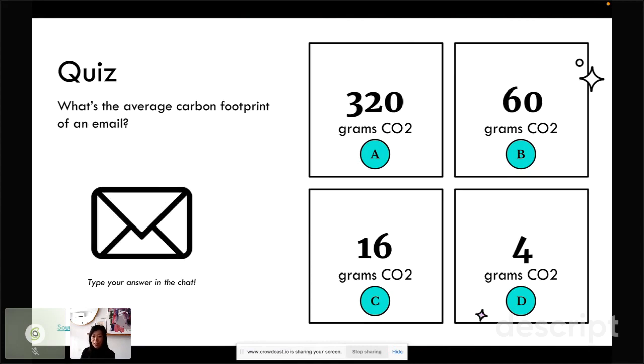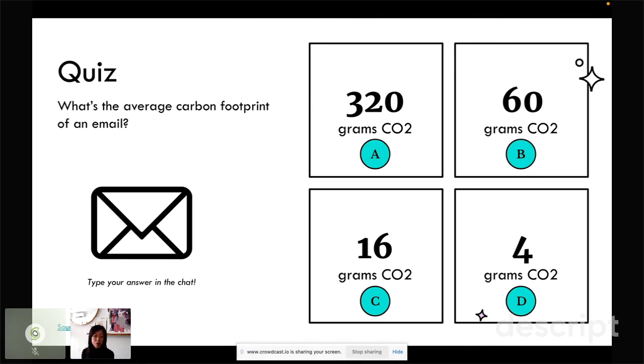So my next question is, what do you think the average carbon footprint of an email is? Because yes, emails have carbon footprints too. Now, I would say an average email is probably black and white text. It probably doesn't have any images, just like an email with a couple of lines here. We've got some A's and some C's.